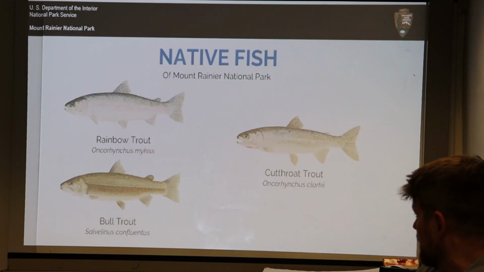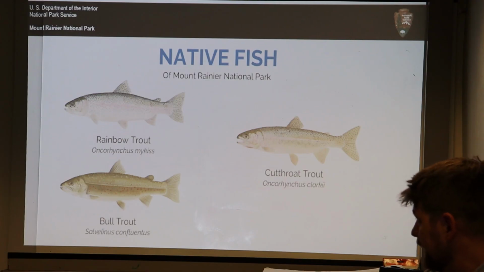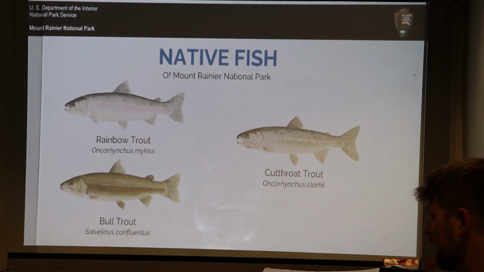Let's introduce some of the fish species within the park. I've broken them up between native and non-native fish species. Our native fish species, our big three, are going to be rainbow trout, cutthroat trout, and bull trout. Again, they all have trout in the name, but the bull trout are actually part of a different family, the char family. I like to think of them as a dark-bodied fish with light spots, whereas our trouts are light-bodied fish with dark spots.